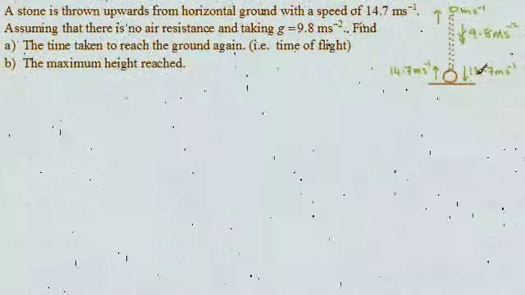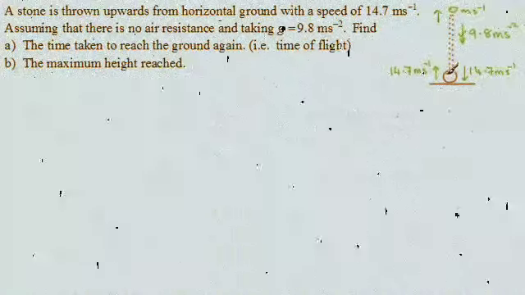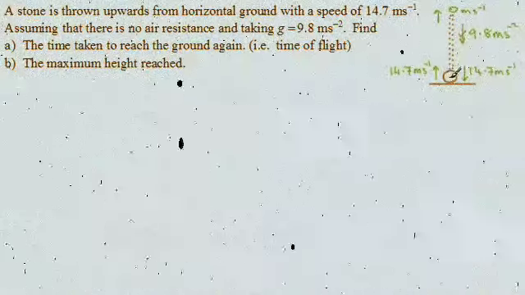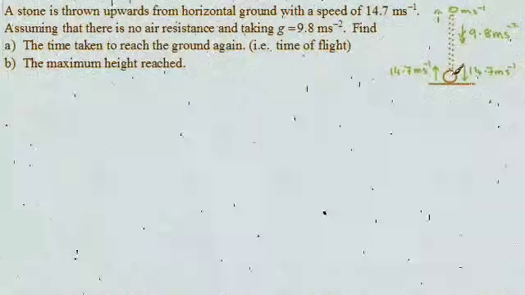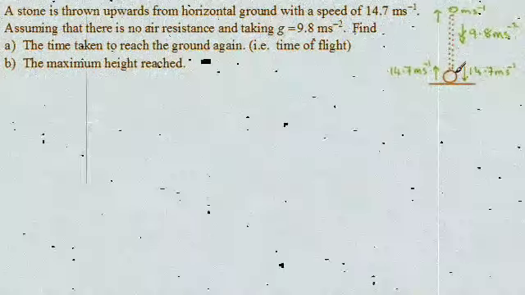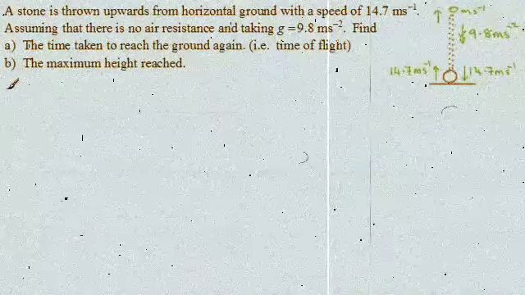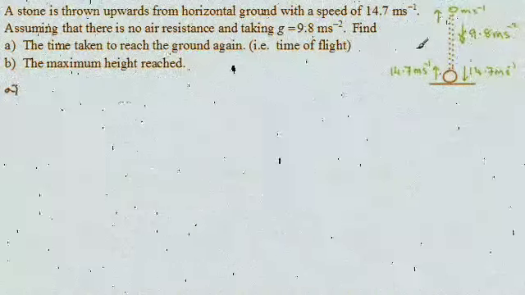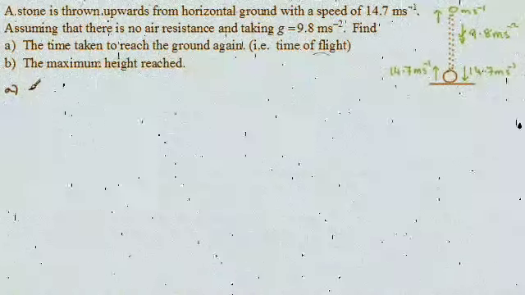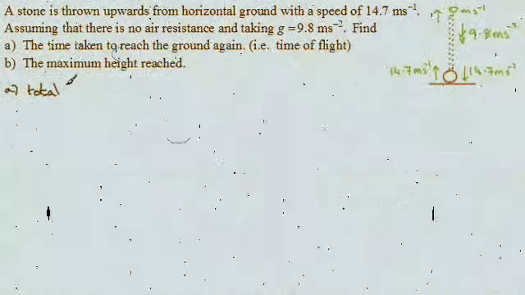Now, when it comes to working out the time taken to reach the ground again, the time of flight, we're looking then for the time it takes to go from here all the way up and then back down again. And I can do this in several ways. And I'm going to show you the different ways that we can do this. The way that I prefer though is this one. It's got lots of advantages where we look at the total flight in one go. Let's just put this up here, the total flight, as a subtitle.